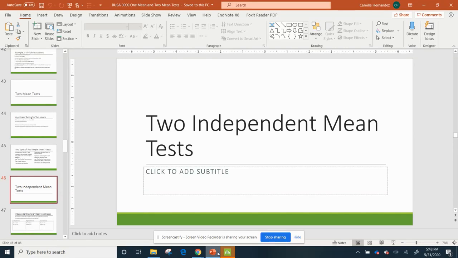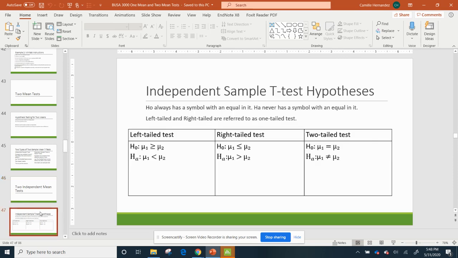So now we're going to talk about two independent mean tests. We call these t-tests. A lot of times you'll hear them as two mean t-test. And it's different than when you're talking about the paired t-test. So let's look at the hypotheses.